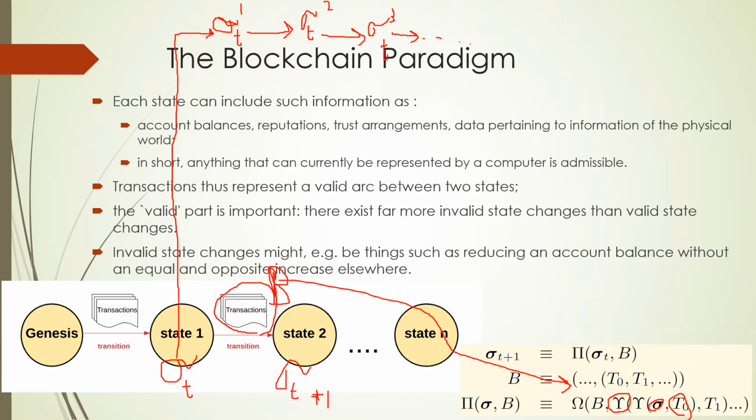And when you apply all of them all the way to the last transaction, which is Tn minus 1, you will change to this state. Sigma t, the subscript is t, and the superscript is n, and that's basically equal to sigma t plus 1, which is basically the next state, right? So in order to transition from state 1 to state 2, we're going to use all of the transactions that are stored in this block.